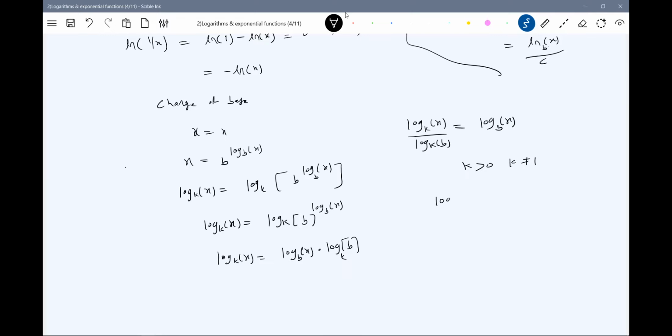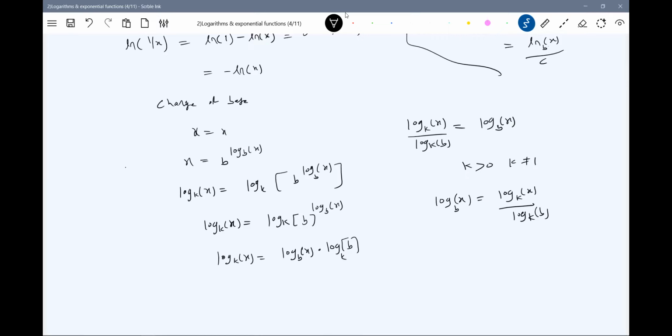So the formula: log x to the base b, you can convert it to any base. K can be 2, 3, 4, 5. It's left to you, you can convert it to any base. What is the advantage of this? Let's proceed here.